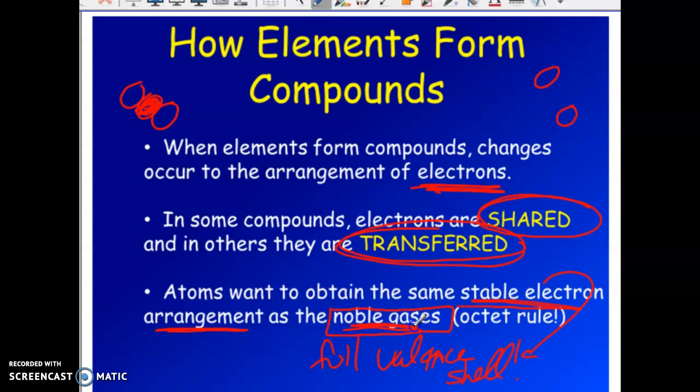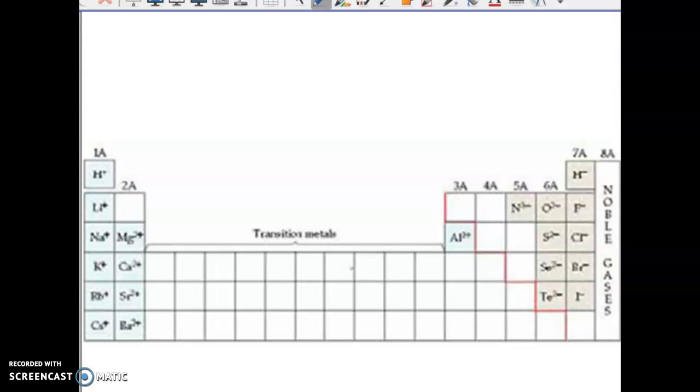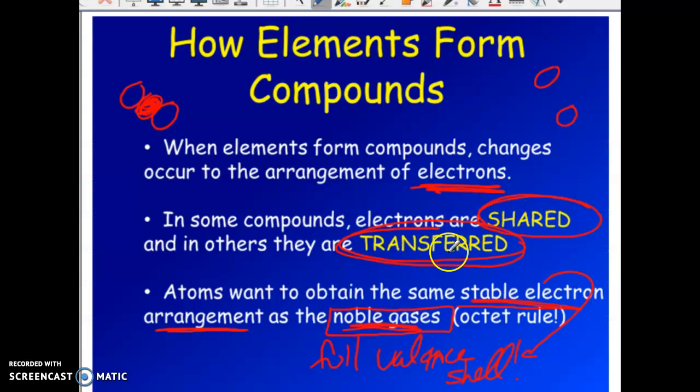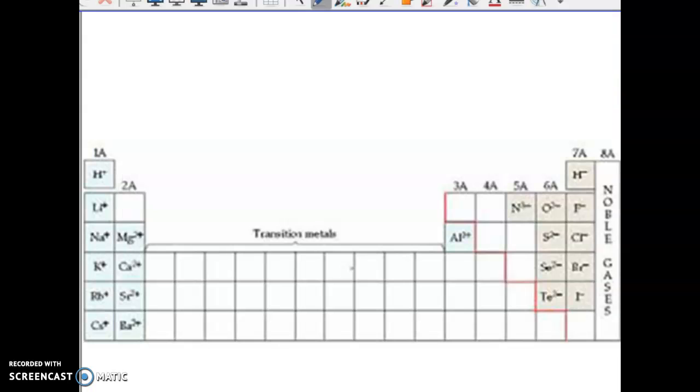So all the noble gases have a full outer orbit. So I'm just going to quickly go over a little kind of trick on how to know the number of valence electrons. So remember, when we're talking about this sharing or gaining and losing, it's always the valence electrons that are involved. So actually, an easy way to know how many valence electrons an atom has is by looking at the chemical family or group that it's in.